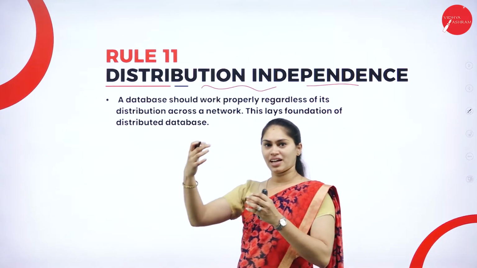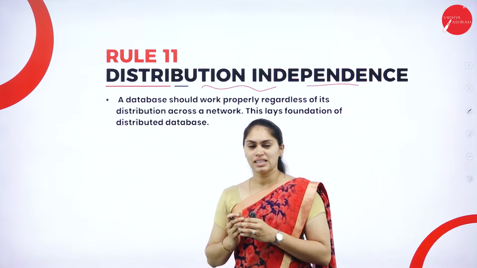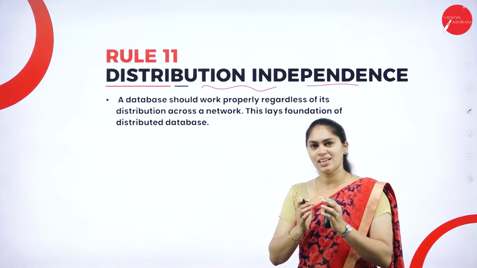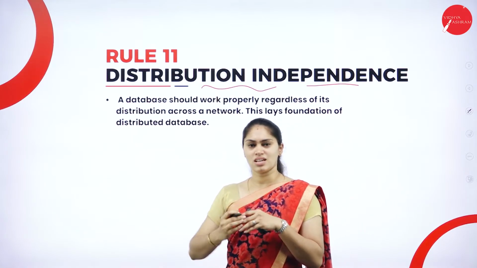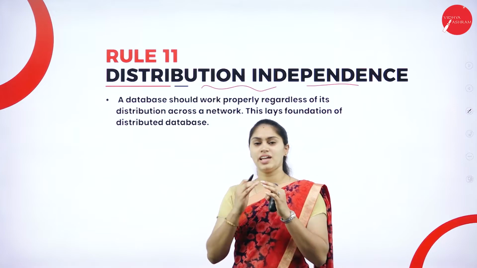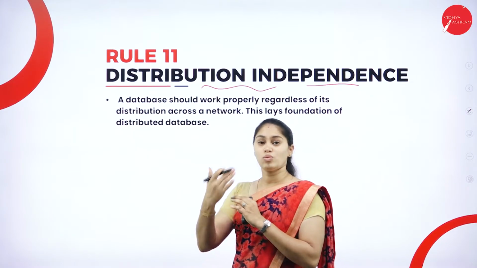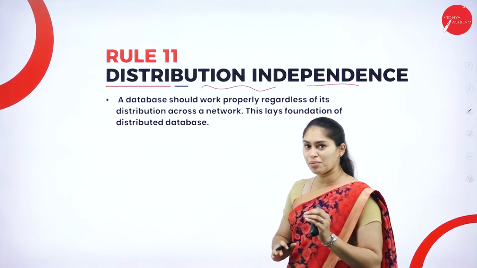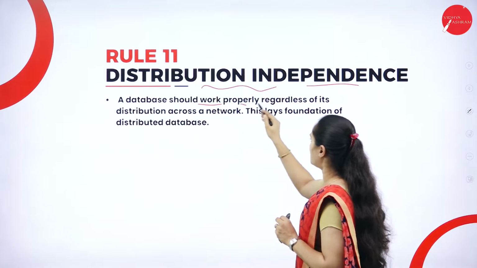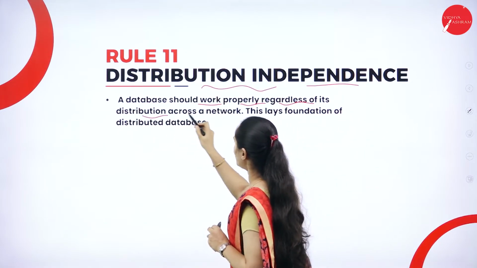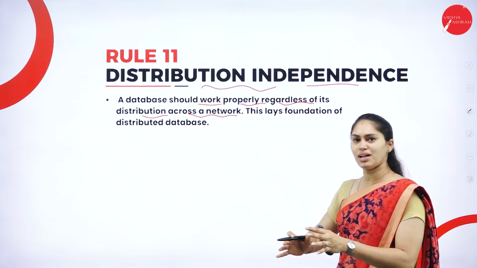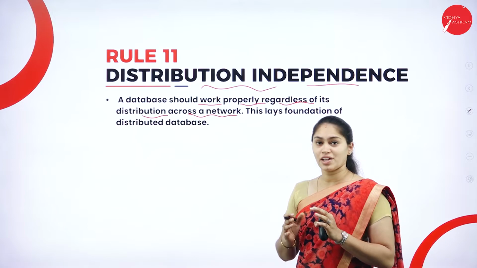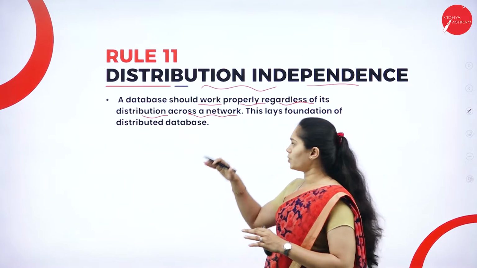For example, if you are getting one kind of data from this server and other data from another server, users should not feel that we are getting the data from different sources. When the user is getting the data, they should not feel any changes. That is distribution independence. A database should work properly regardless of its distribution across the network. So if I am storing some data over the network, the user should not get to know how it got distributed over the internet.